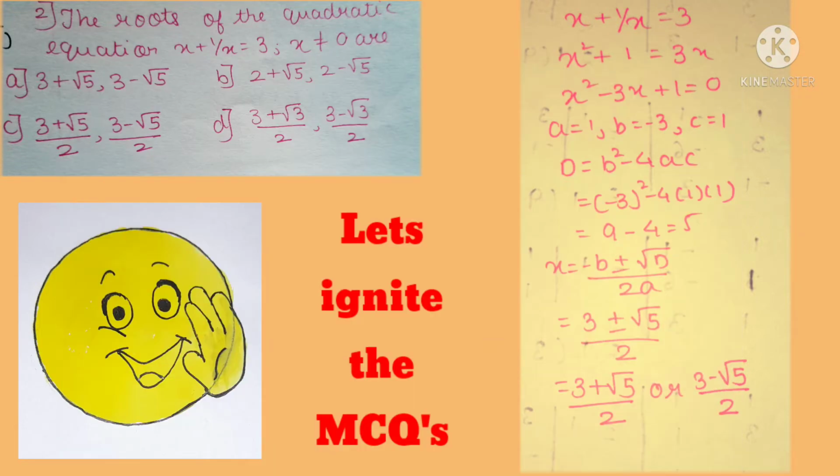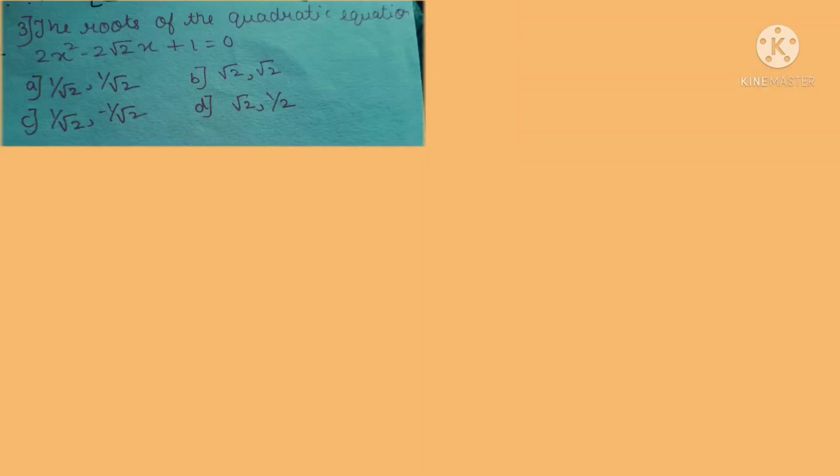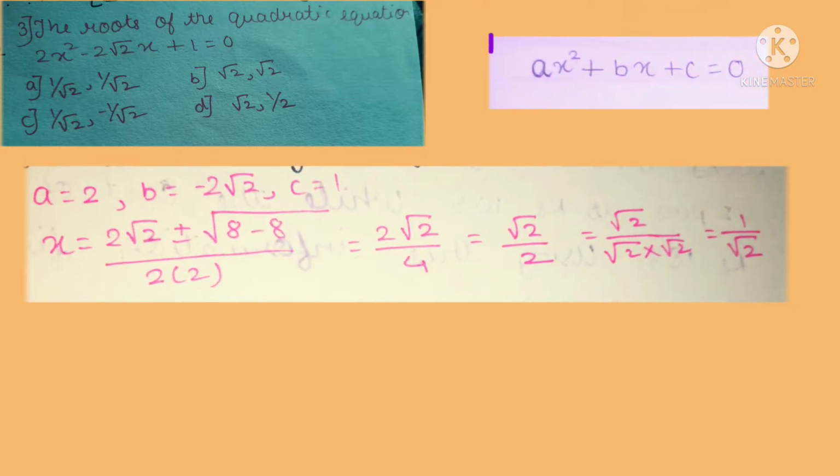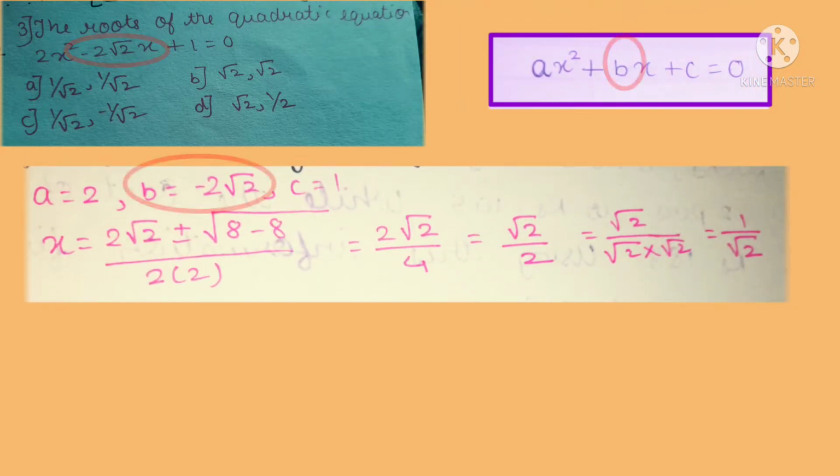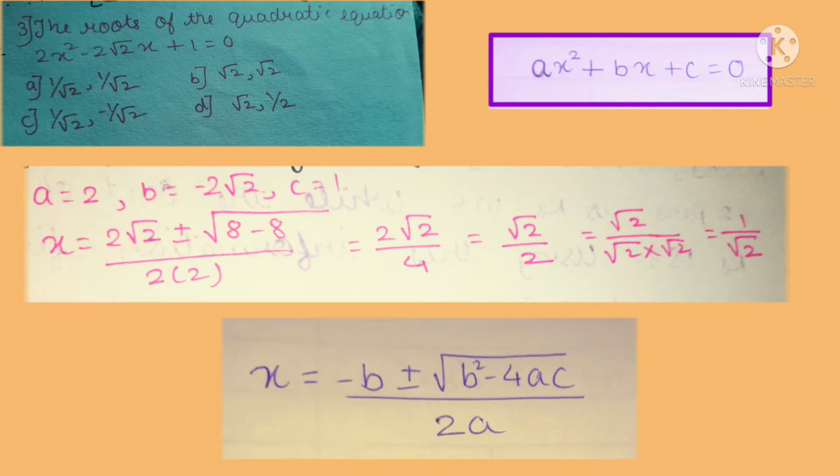Let's move on to the third main question. The question is the root of the quadratic equation 2x square minus 2 root 2 x plus 1 is equal to 0. Here also it is absolutely the same as we have done for the second main question, but if we compare the b value with the general equation, we'll get a root. So how do we need to deal with it? Let's compare with the general form. So a is equal to 2, b is equal to minus 2 root 2 and c is equal to 1. If we find the discriminant value, that is nothing but b square minus 4ac, we will get the answer 0.